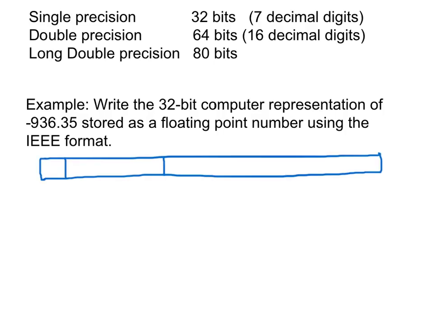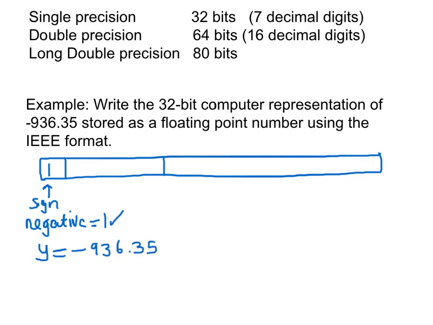So exactly the same as before, our 32 bits are split into 3 different parts. The first part is the sign bit. Now this is different from the last example because this here is a negative number. And if it's negative, the sign bit is equal to 1. So that's what our case is here. The very first bit is a 1. Now, if we start the process off and we write down our y value, y is equal to minus 936.35 because that's the number that we want to represent.